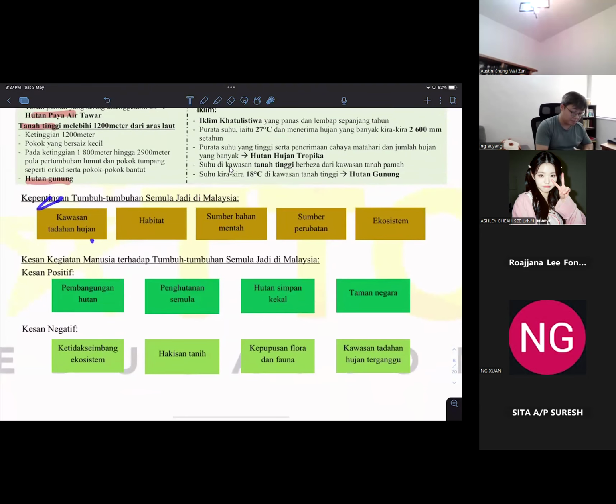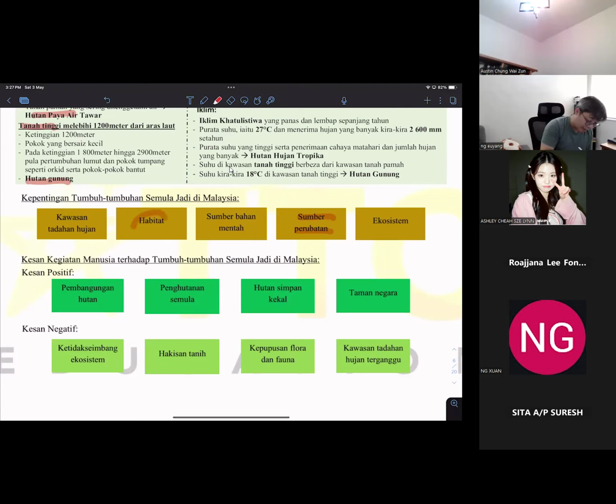So for kepentingan, refer to the TDC nota. I'm going to mention it next week. Always try to memorize sumber perubatan. Let's say tongkat ali, let's say Pergaga, let's say Sembong, and then Sembong and Senduduk. I'm going to mention on next class.